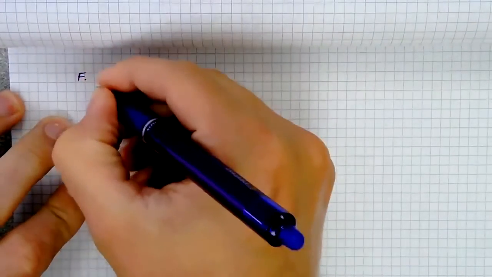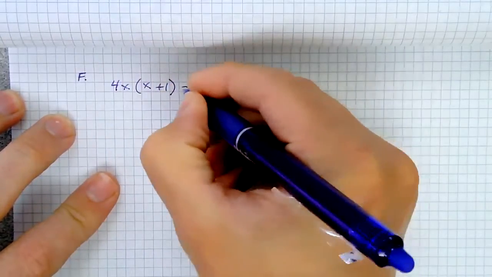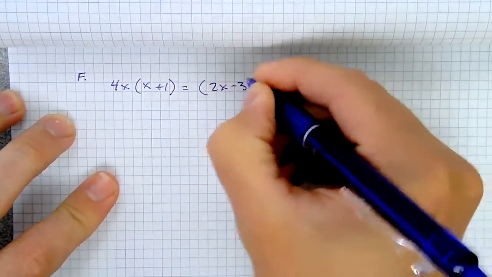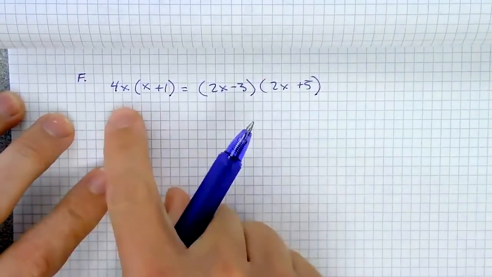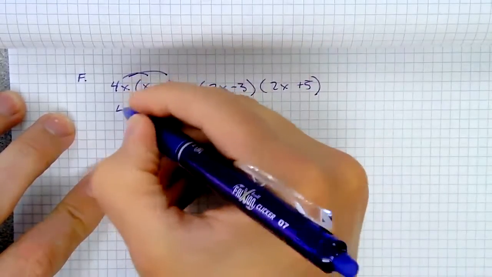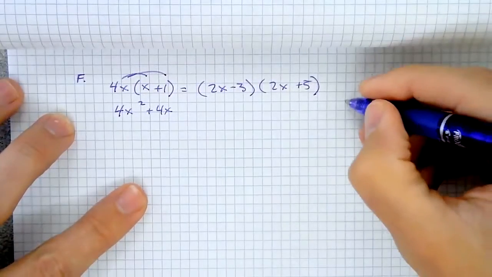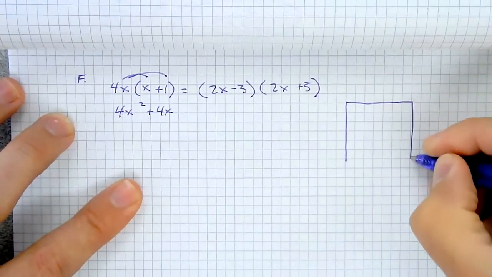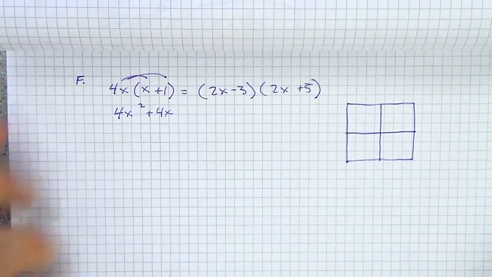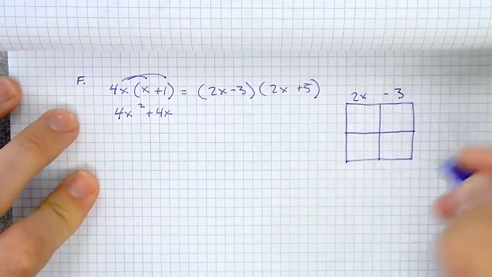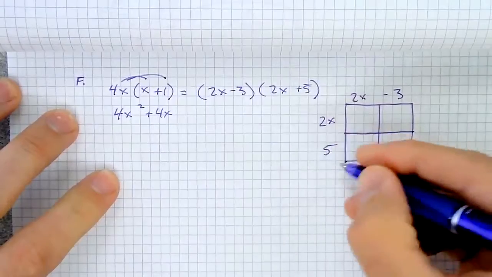Okay, now F, solve for x. We get 4x times x plus 1 equals 2x minus 3 times 2x plus 5. So we distribute the 4x, which gives me 4x squared plus 4x. You might have done this last year. You might not have. Multiplying binomials. You get 2x minus 3, right? I'm just taking the 2 and I'm putting it there, negative 3 there. And I get the 2x and the 5.